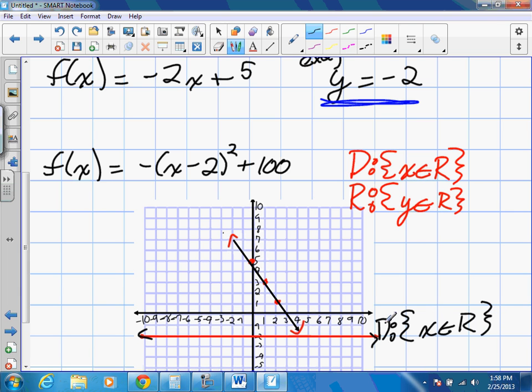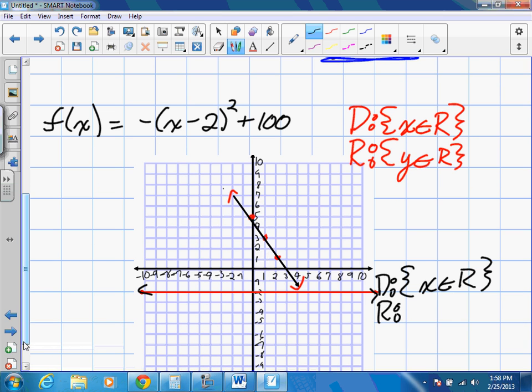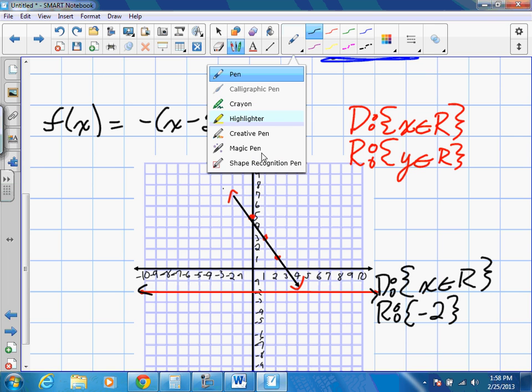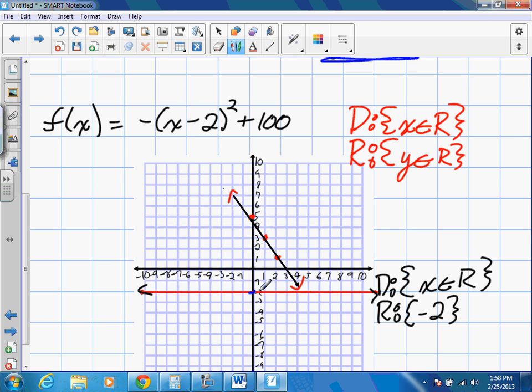The range is a little different. What's the range? -2. It does not touch any other value. It only goes across -2, so our range is y = -2. Okay? It's not y ∈ R, because it's not continuous. It only has one value. The only value is at -2, nothing else.